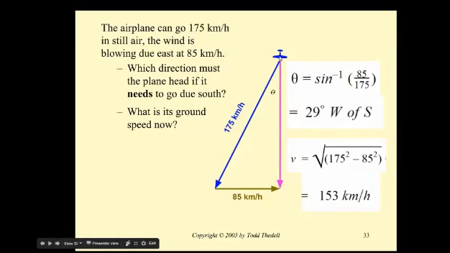So this plane needs to go south, so it has to head 29 degrees, sort of upwind, if you will, sort of like the upstream, like the boat. And then it's going to be traveling, even though it's trying to go 175 kilometers per hour, it's only going 153 kilometers per hour. So remember that. So if you ever have to calculate the time to go a distance, you want to do the distance that's in the same direction that the velocity's in.